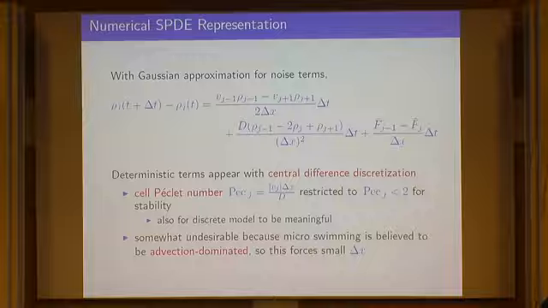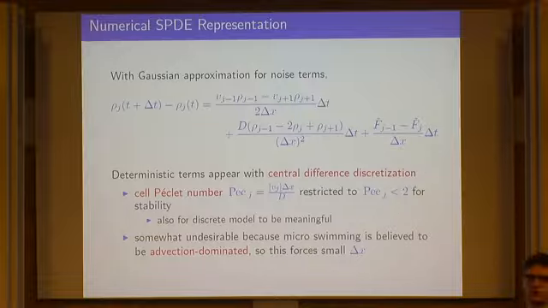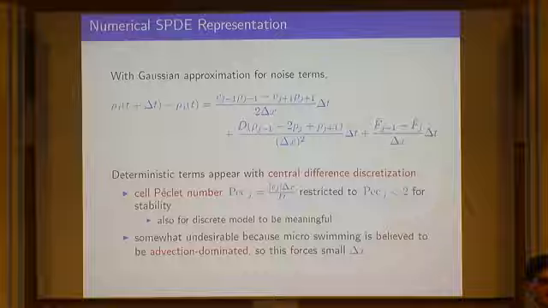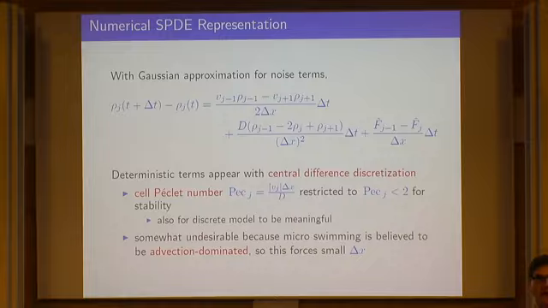But I am unable, and this might be some fun thing for anyone who wants to talk to me about this, I have not succeeded in deriving an upwinding scheme that comes from a stochastic model that is statistically self-consistent.